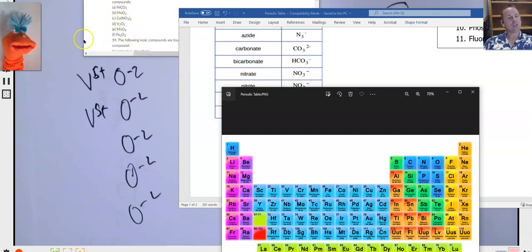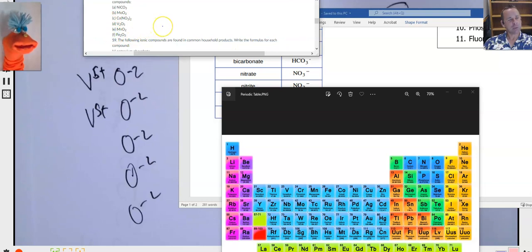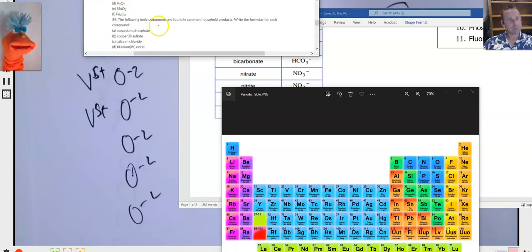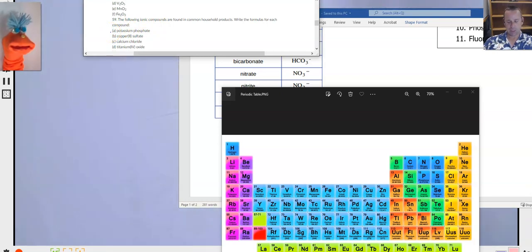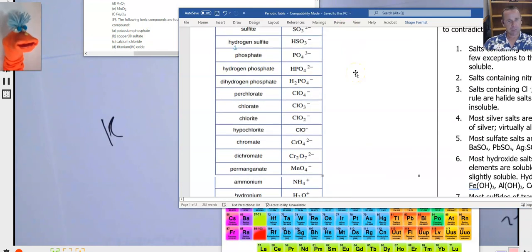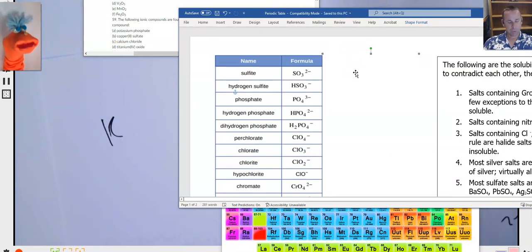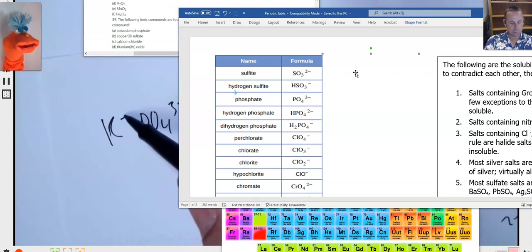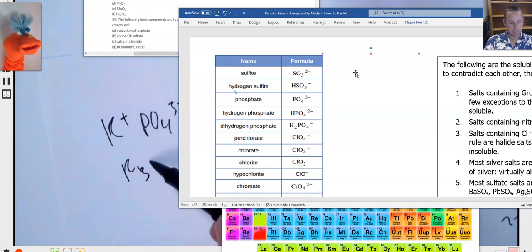All right. The following ionic compounds are found in common household products. Write the chemical formulas for each of them. Potassium phosphate. Can you write the chemical formula for potassium phosphate? Oh, there's potassium K, phosphate ion. Can you look at that for me? Sure. PO4 3-. Very good. PO4 3-. Potassium's +1, so it's K3PO4. Very good.